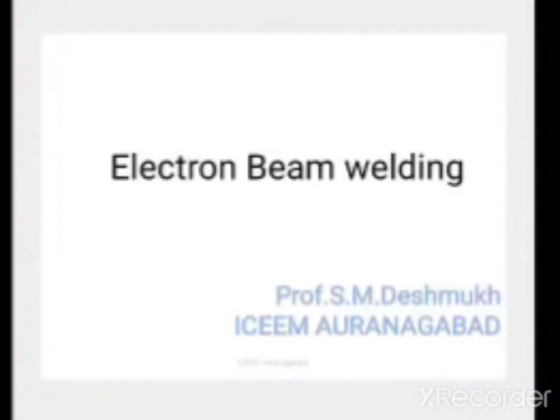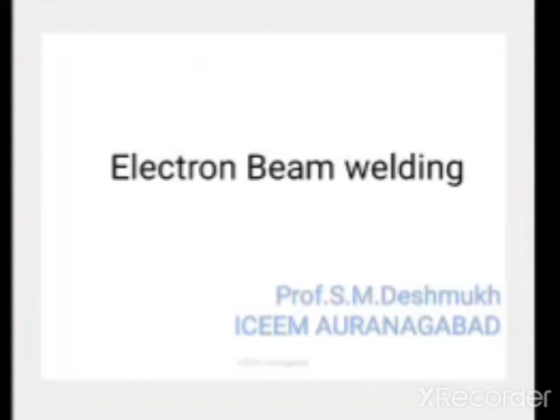Good morning, friends. Today we will see the newer processes or new technology regarding welding. Out of which we have seen laser beam welding. Now we will see electron beam welding. It is again an advanced welding process. It comes under advanced welding processes. Here it is again a fusion welding process.